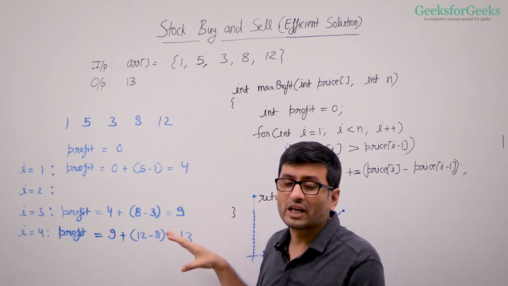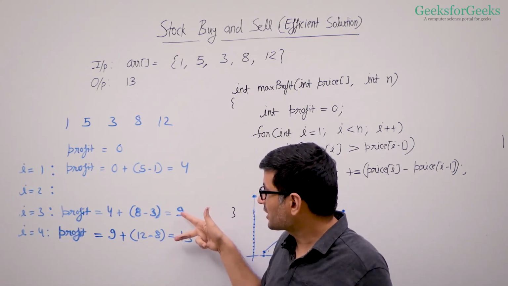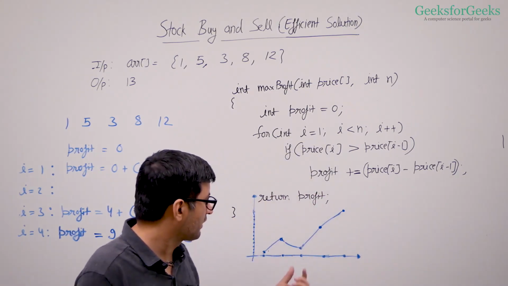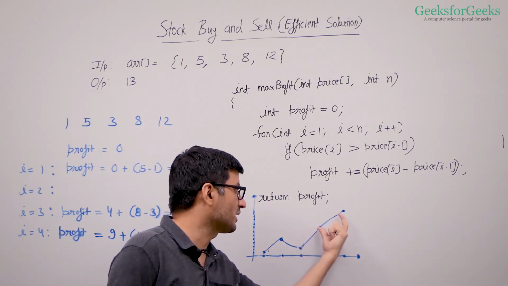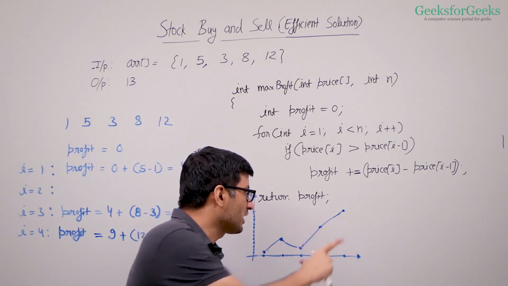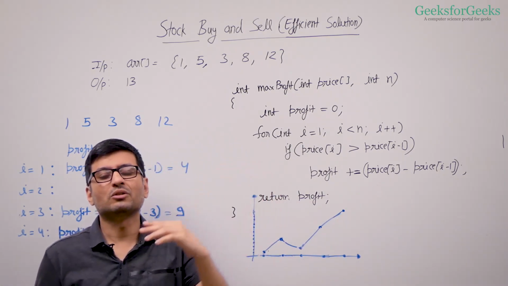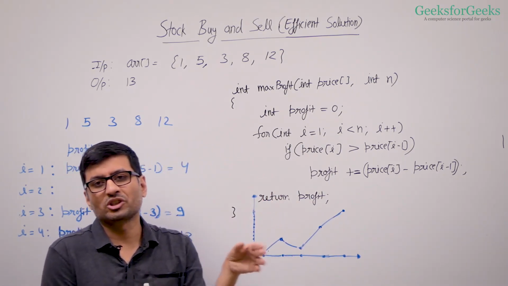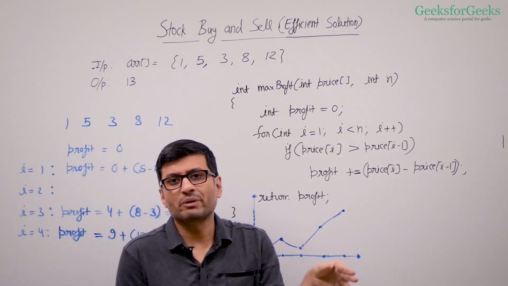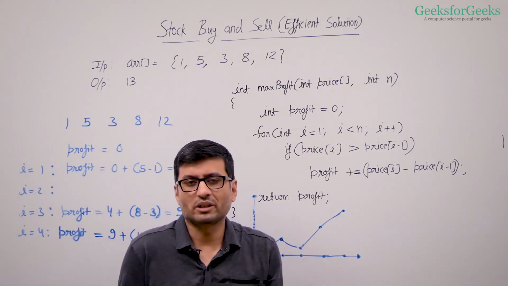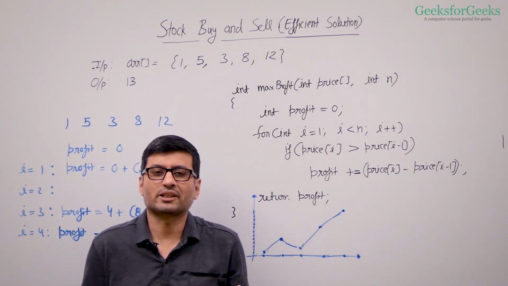So one thing I would like to repeat here, this is actually a cumulative effect. You are adding this difference and then you are adding this difference, which means you are adding the difference between these two. So when something is going up, you keep on adding the difference between consecutive elements and ultimately you get the difference between bottom and top. So that's how you maximize the profit.